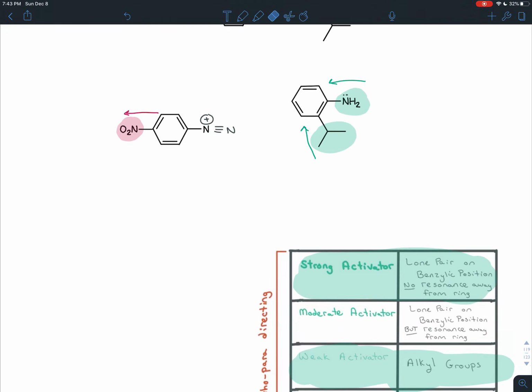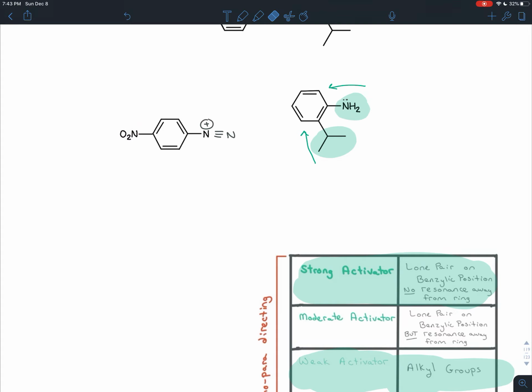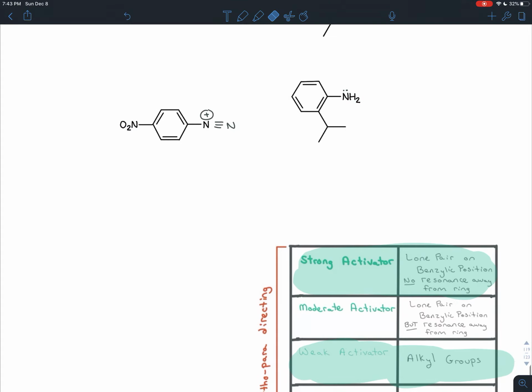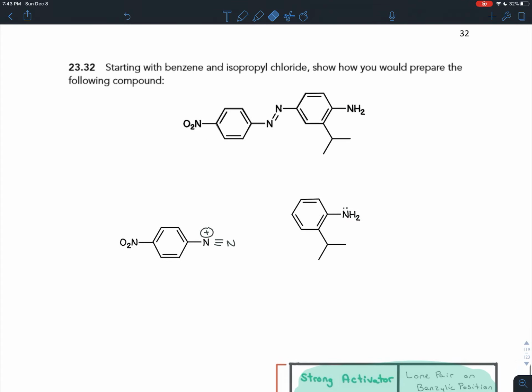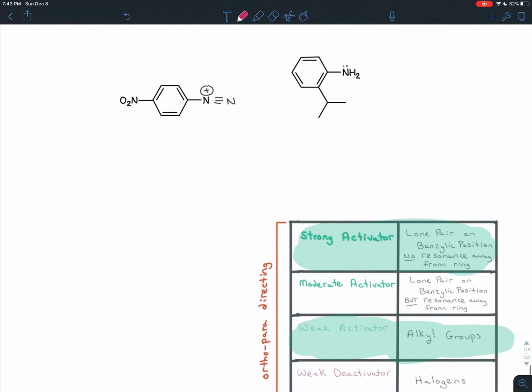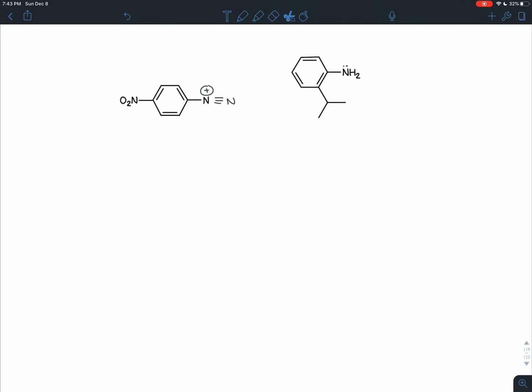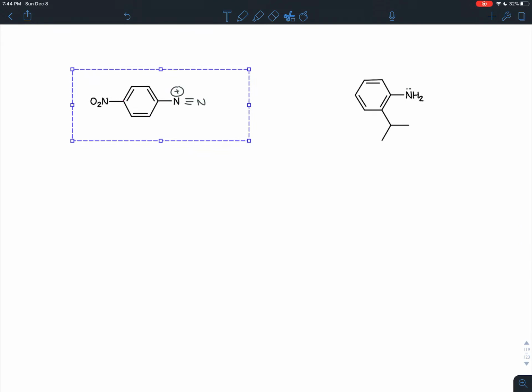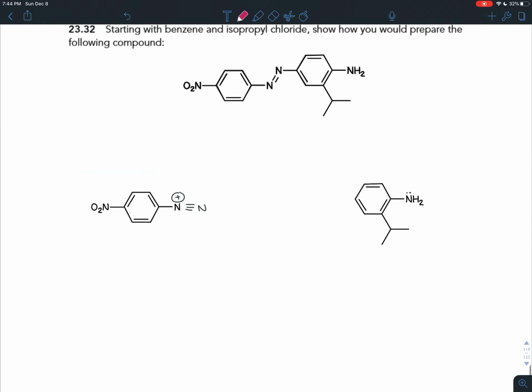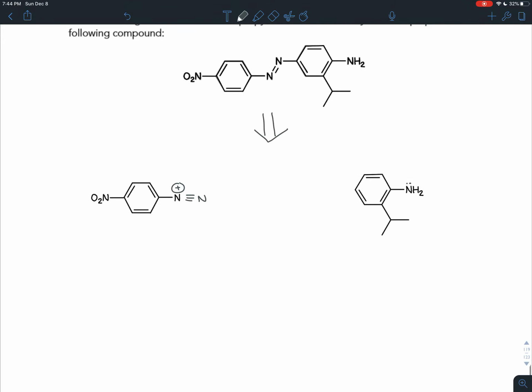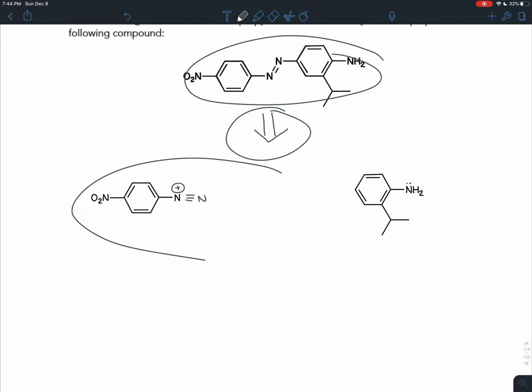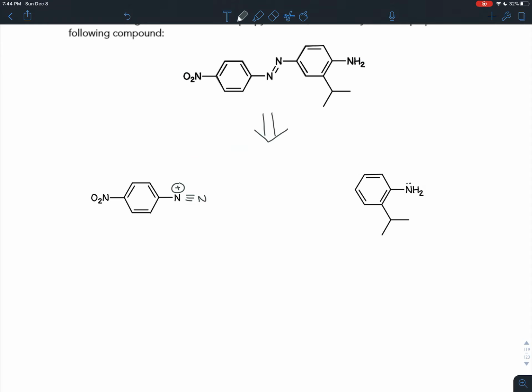Okay, so if we had these two pieces, we could make our azo dye. But how can we make these two pieces? We have to work backwards until we have just benzene and isopropyl chloride. So let's try working backwards with each of these to benzene. And because we're working backwards, I'm going to use retrosynthetic arrows. So that's those two arrows with the one head. This means I could make this if I had these things.